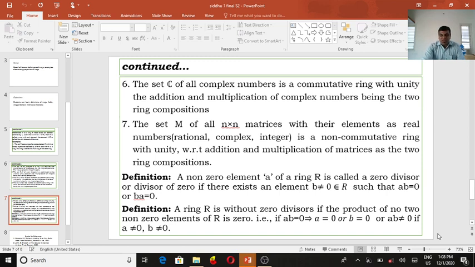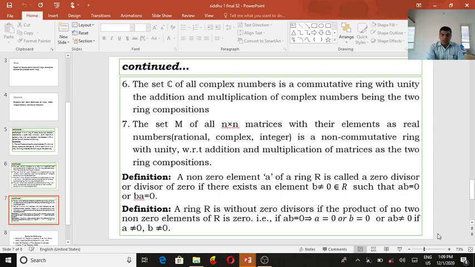We are already familiar that AB should not be equal to BA, where A and B are square matrices. The commutative property does not hold: AB is not equal to BA. But addition exists: A plus B equals B plus A. But with composition, AB not equal to BA, it is a ring with unity.